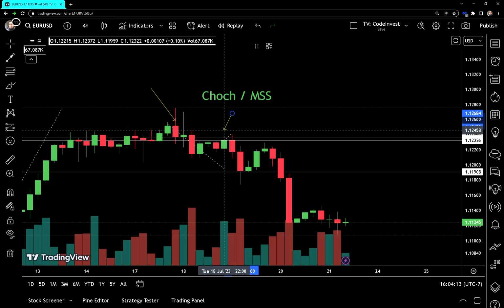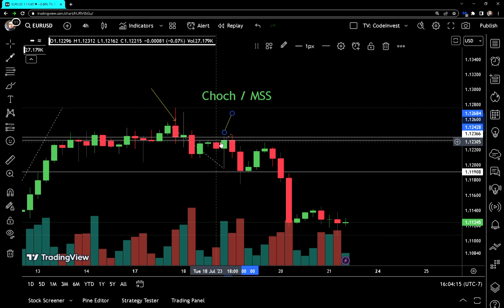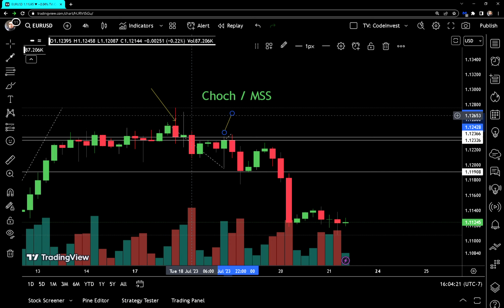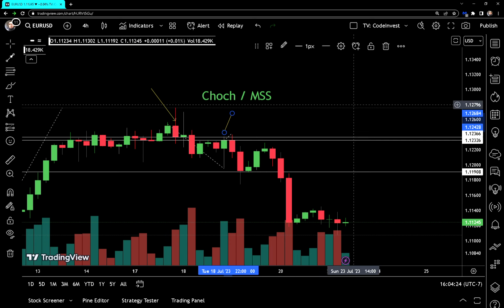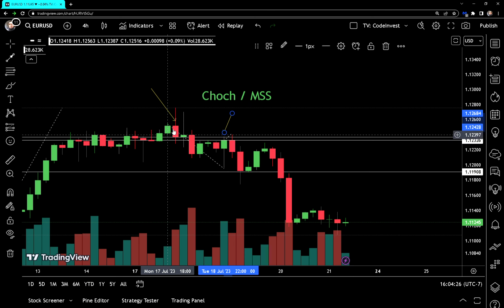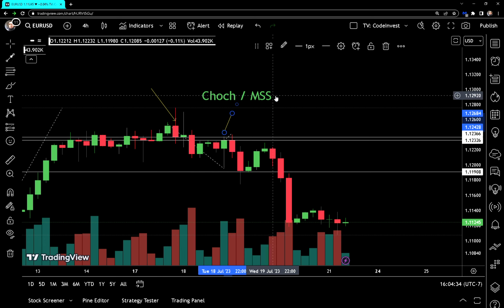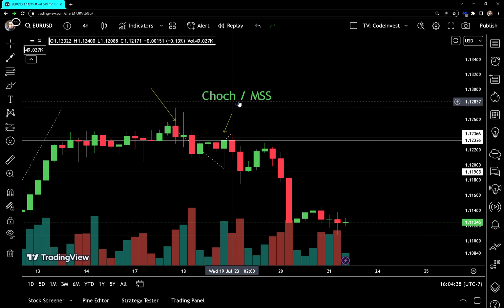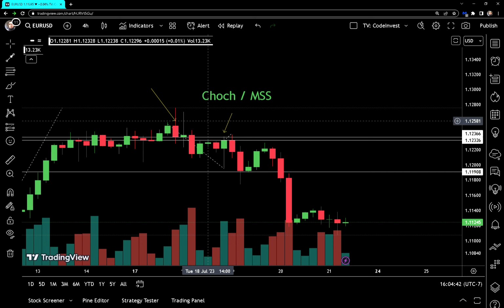This green was the one that rose above that red. This red was the one that, if you can see the crosshair here, that red candle closed below that green, showing the sell-off there. That was a change of character or market structure shift. In this case, this green closed above that red, which was another change of character or market structure shift to the upside. That was only 10 pips.